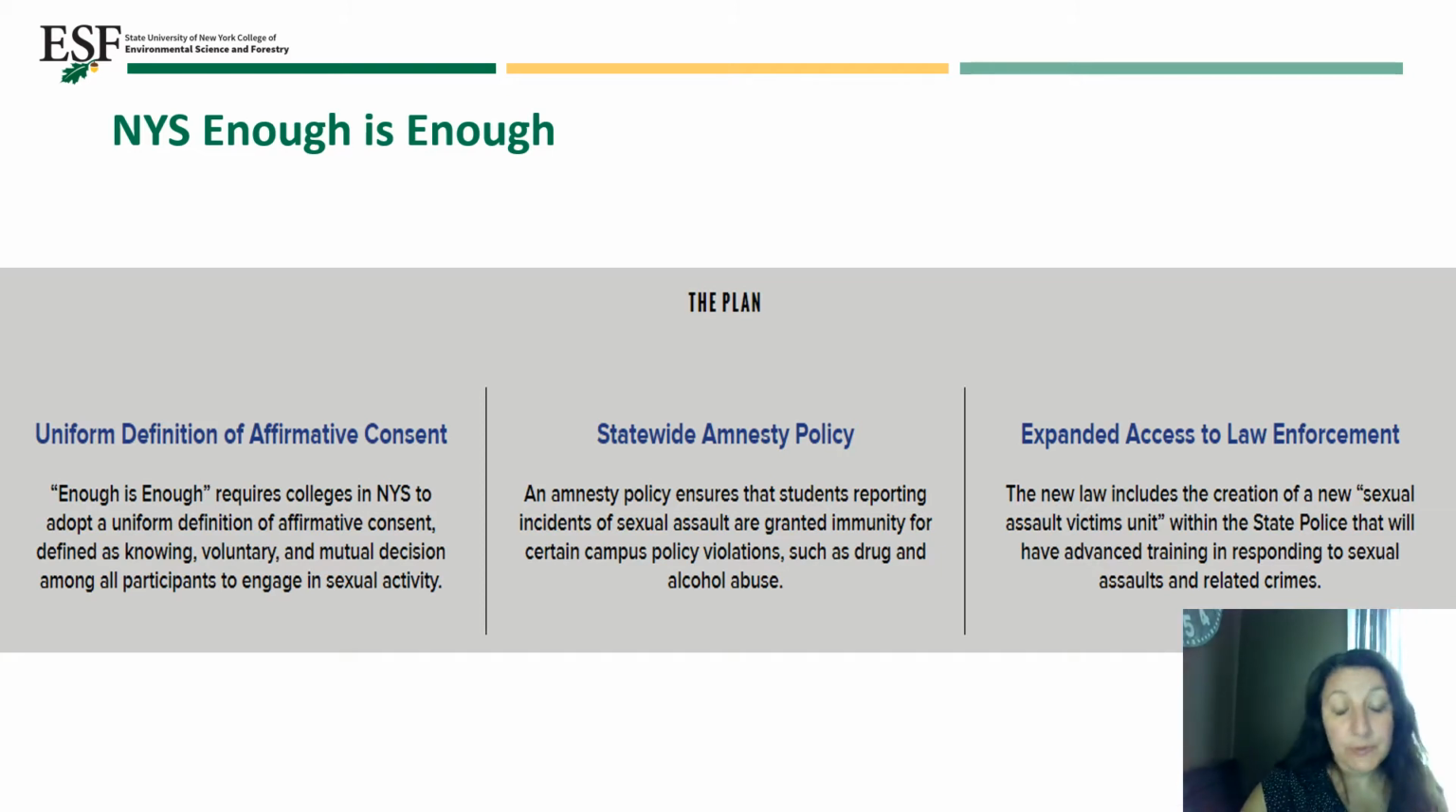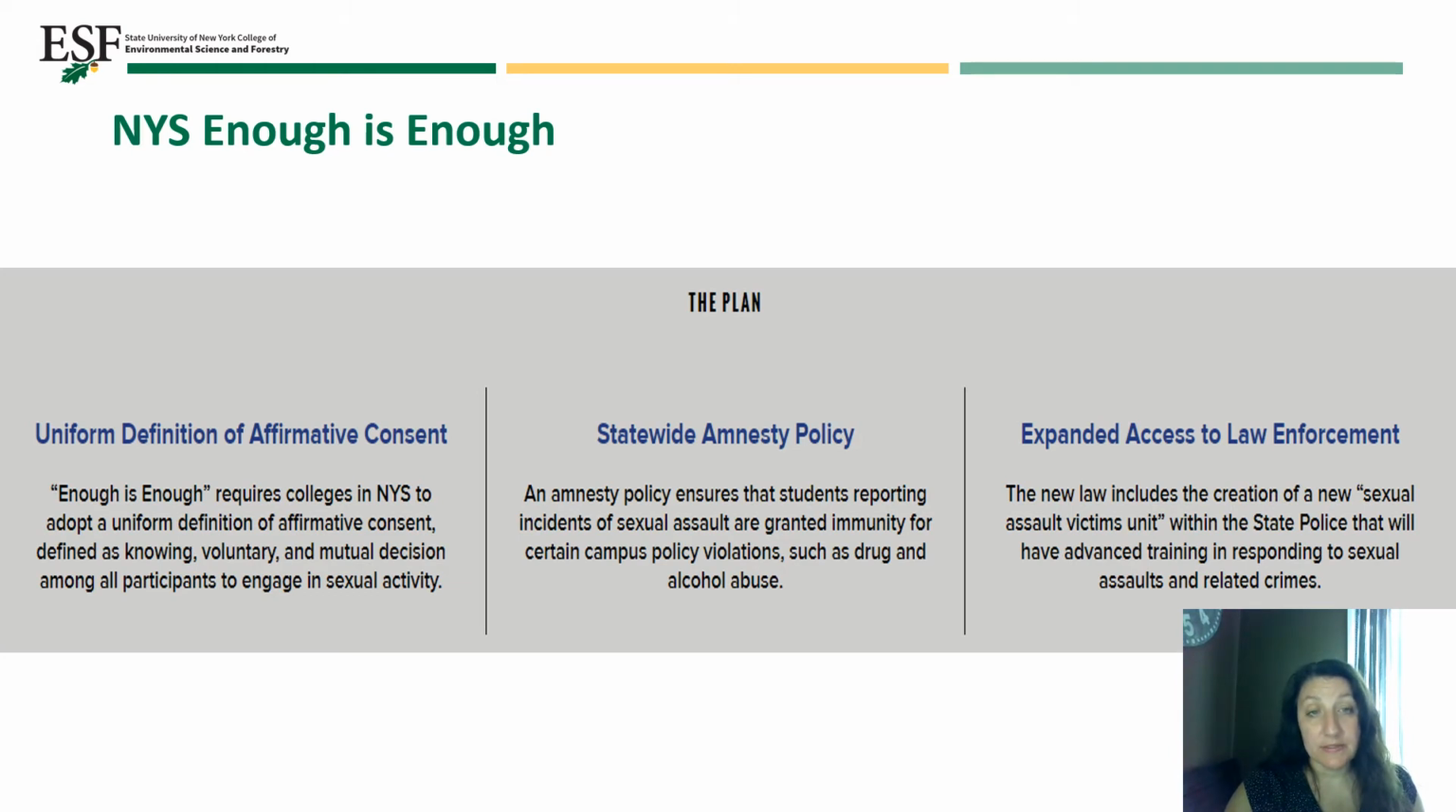As far as some New York State legislation that's important for you all to know, there is something called affirmative consent, and you will be hearing about that a little bit more also in your Choose Action Network session that is coming forward. Enough is Enough, you may have heard about it, is a New York State legislation that adopts a uniform definition of affirmative consent, defined as a knowing, voluntary, and mutual decision among all participants to engage in sexual activity.